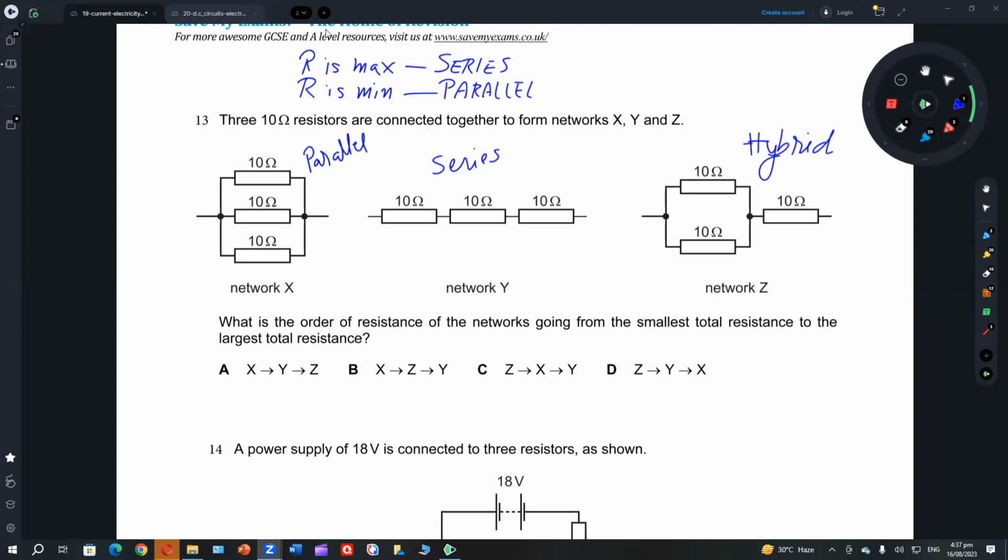So, X would be the lowest in resistance, and Y would be the largest. X would be lowest and Y would be largest. I said B. I say the answer: X, then Z, then Y. That is B, right?